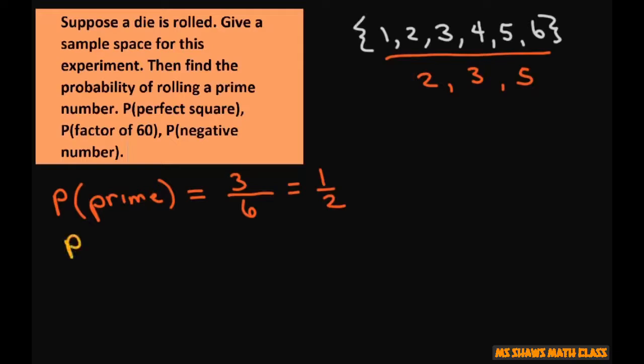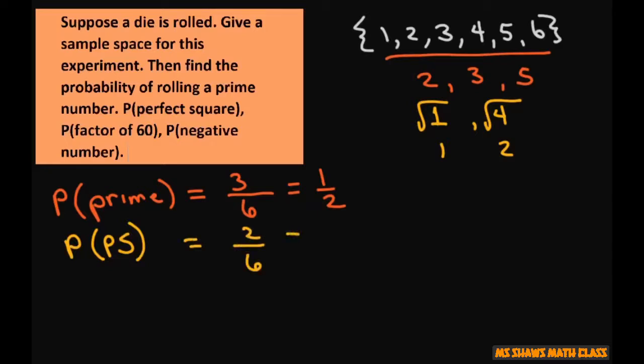Okay, the probability of a perfect square. Now, perfect squares are numbers that you can take the square root of. So that would be 1 and 4. You take the square root of 1 and you get 1. Take the square root of 4 and you get 2. The others aren't perfect squares. So that's going to be 2 out of 6, which equals 1/3.